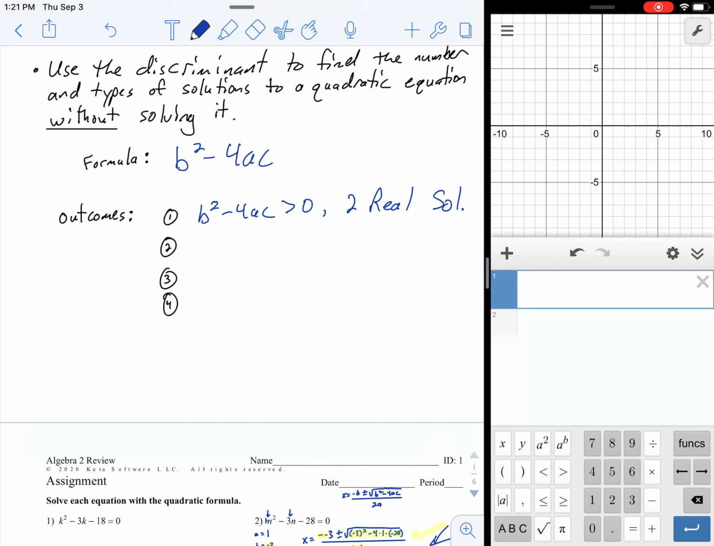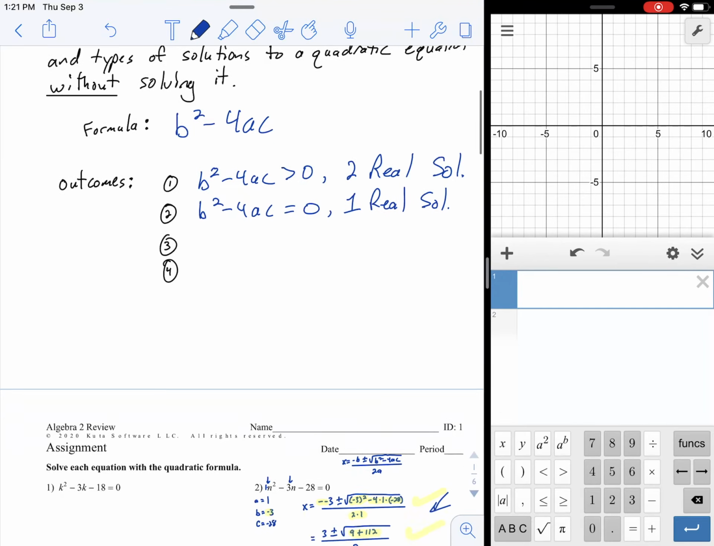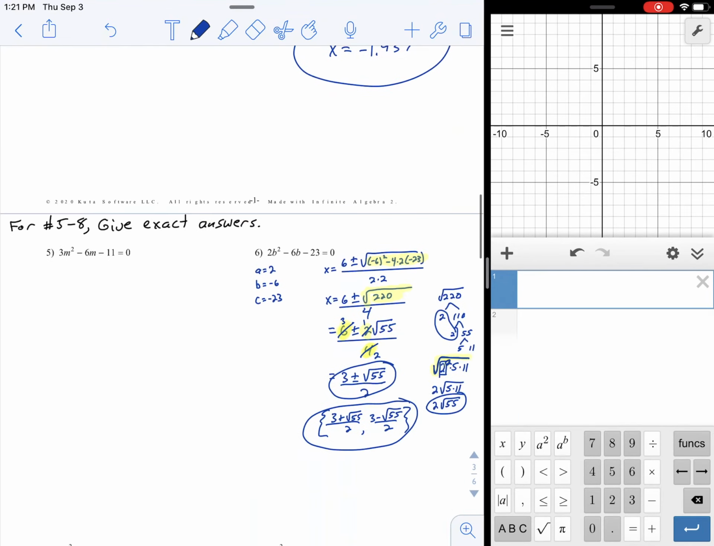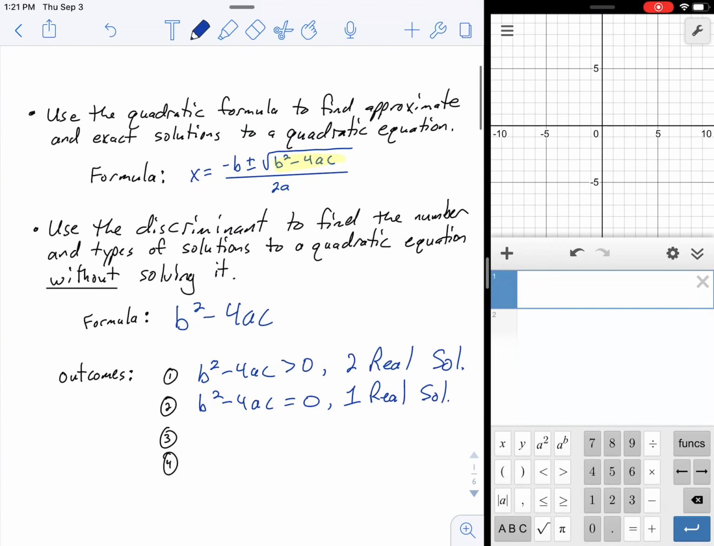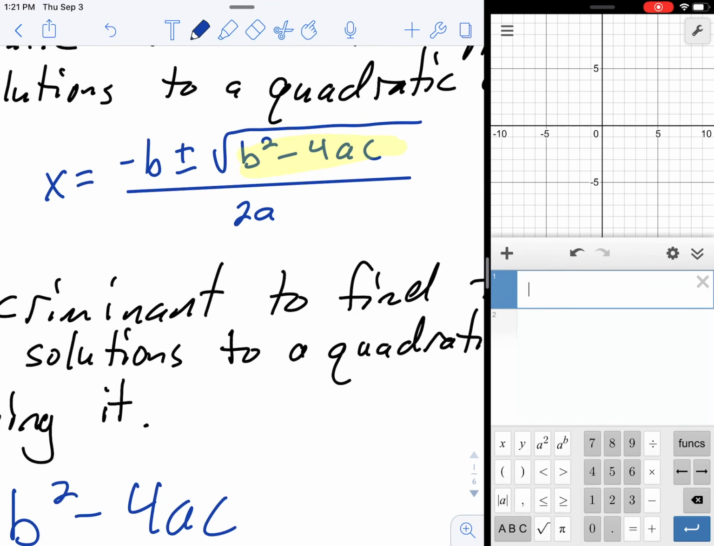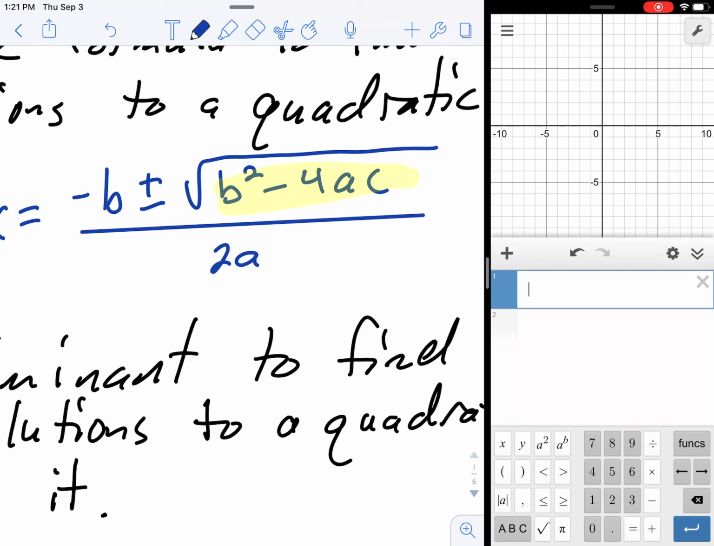I'm going to abbreviate solutions. You could have b squared minus 4ac equal 0. If the discriminant, that formula, works out to equal 0, that means there is 1 real solution. One solution didn't happen in any of my examples, but I want you to think of it this way. If what I have highlighted in yellow there is a 0, then you take the square root of 0, it's still 0. What's going to happen when you add or subtract 0?